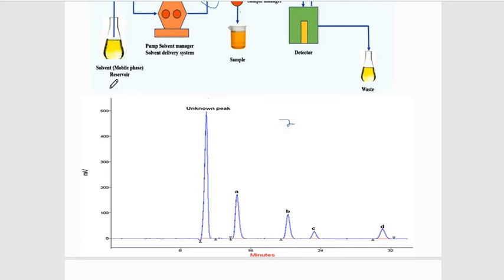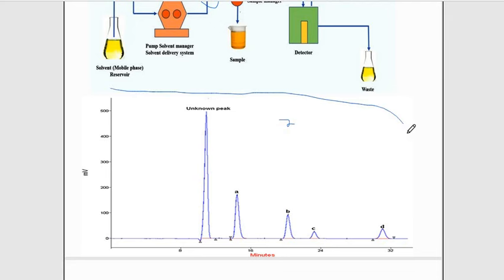So the diagram shown here is what is displayed on the computer screen after detection. This diagram, the chromatogram, is a plot of the detector's property against the retention time of the analyte in the column. The property of the detector depends on what type of detector it is.